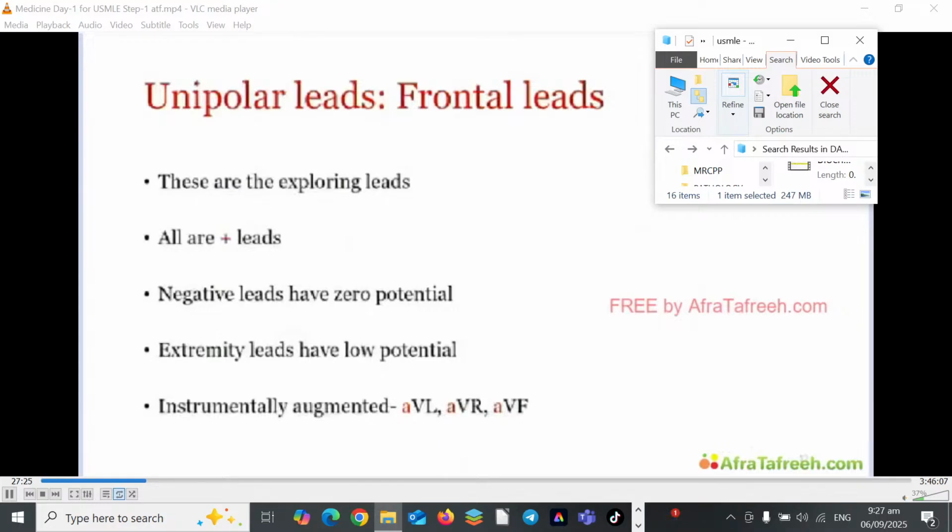Now, as we move on, there are 3 more leads, the unipolar leads. Unipolar leads, as we just said, have only one charge, which is a positive charge.